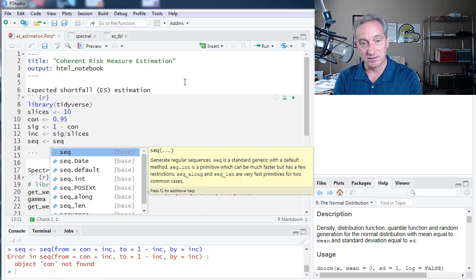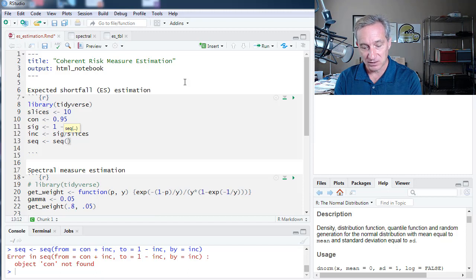We'll use the sequence function that's built into R, which allows us to just define a vector as a sequence starting from some number. In this case, my starting number is going to be my confidence level plus the increment, and then I'm going to go to 1 minus the increment, and I'm going to go by the increment. So that command, pretty straightforward, starting from, going to, and by is the step along the way.